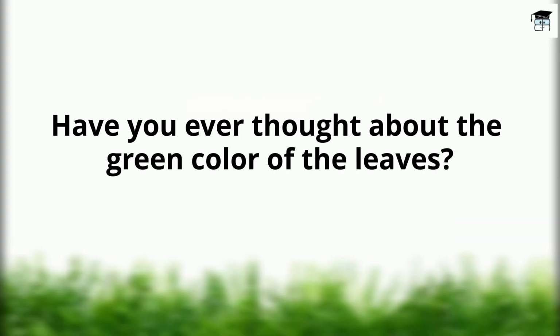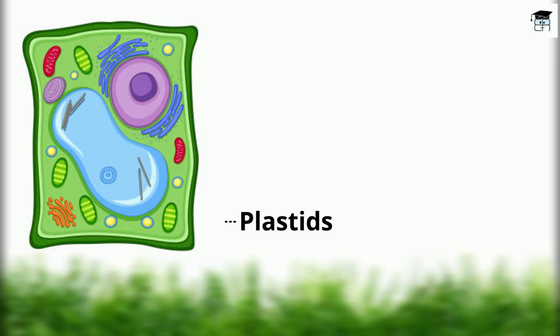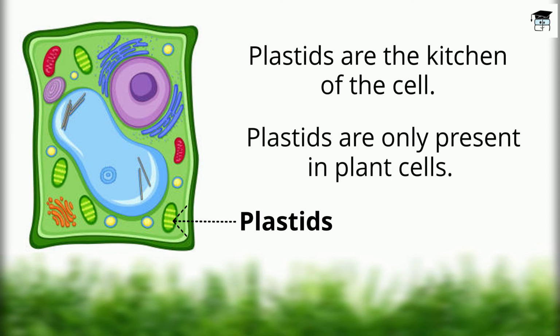Have you ever thought about the green color of the leaves? It is the organelles plastids that give pigment to the plant cells, hence leaves are green in color. Now, let's discuss it in detail. Plastids are the kitchen of the cell. Plastids are only present in plant cells.